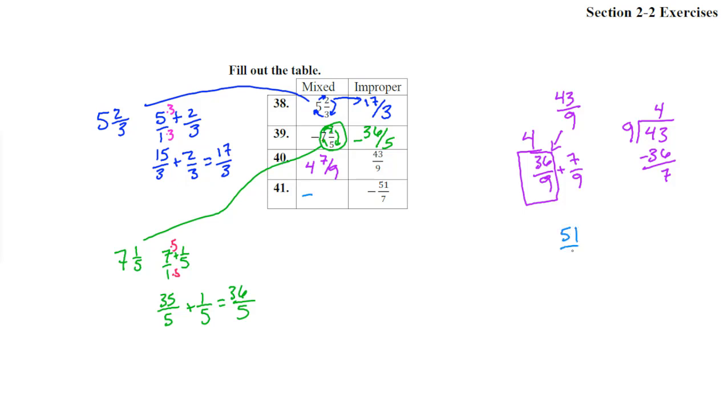So 51/7. With long division, we can go, 7 goes into 51. How many times does 7 go into 51? Let's see, 7 times 6 is 42. 7 times 7 is 49. 7 times 8 is 56. So it goes in 7 times. 7 times 7 is 49. Subtract, and we get 2 left over. And so that would be 7 2/7.